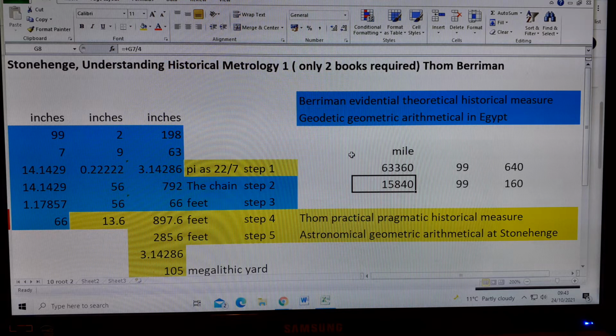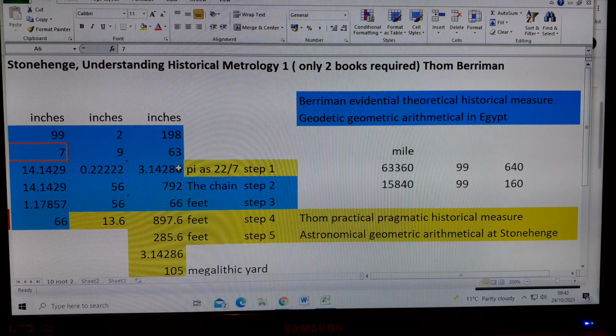And this 5-step approach is just showing us exactly what's happening at Stonehenge. The understanding is that the key unit was 99/7, which is 10 root 2. And to find pi as 22/7, we multiply that by 2/9, and we get 198/63. If we divide that by 9 and that by 9, we get 22/7. Pi as 22/7 is step 1, and that's how we arrive at it from 10 root 2.